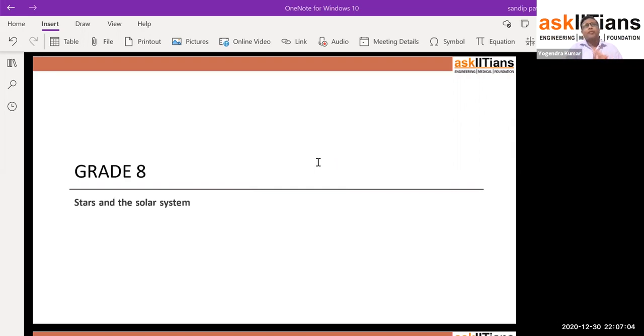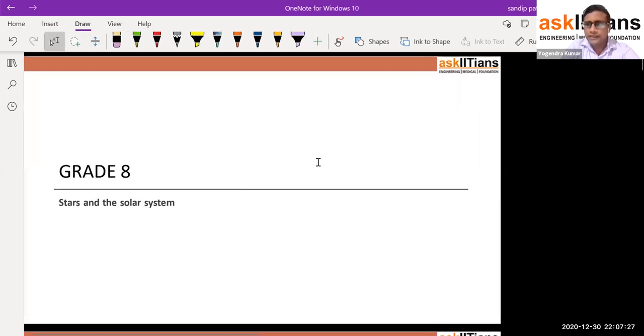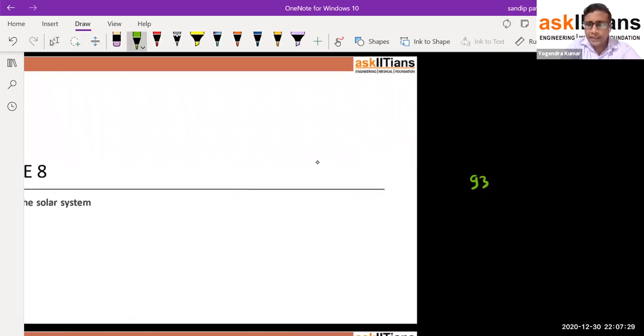Can anybody tell me the age of the universe? Yes, it is 14 billion years old. 14 billion means a lot of zeros after 14, right? And does anybody know the size of the universe? The size of the universe is almost 93 billion light years. So there are a lot of concepts here. Let's see what those concepts are.